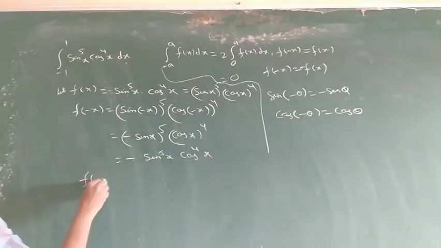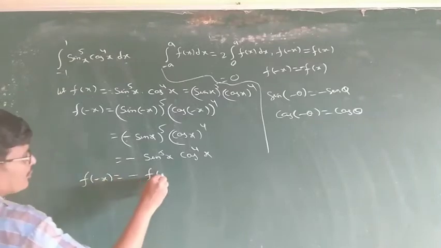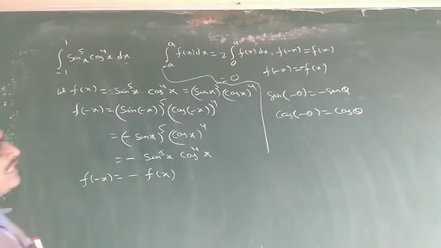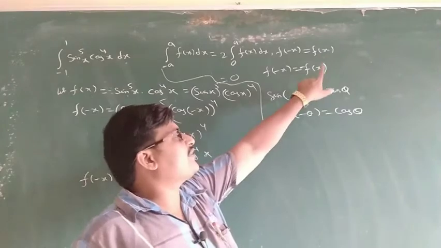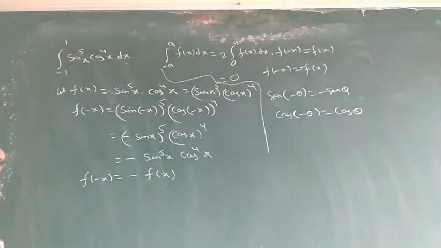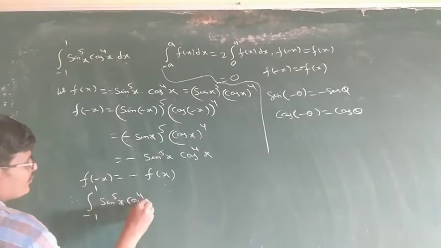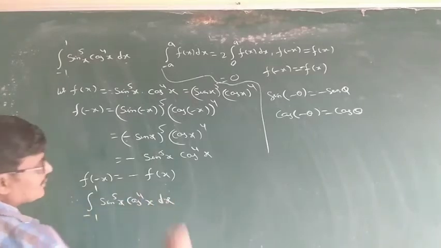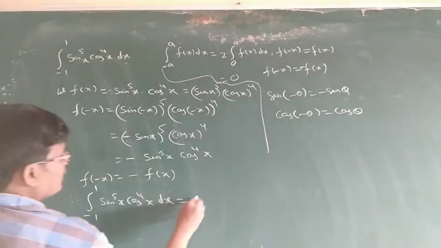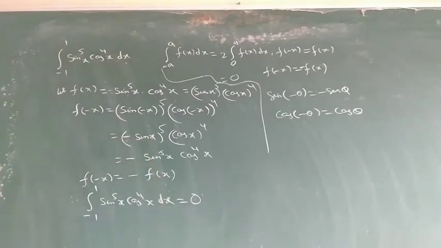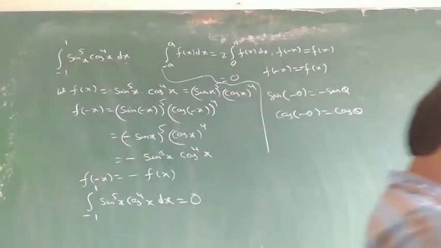So f of minus x is equal to what? Minus f of x. F of minus x is equal to minus f of x means the value is 0. So integral minus 1 to 1 of sine power 5x into cos power 4x dx is equal to 0. Very, very important question.